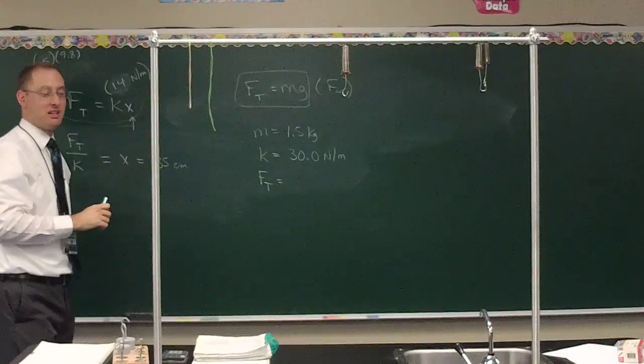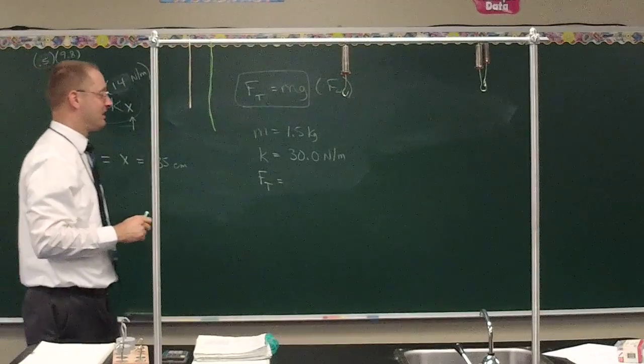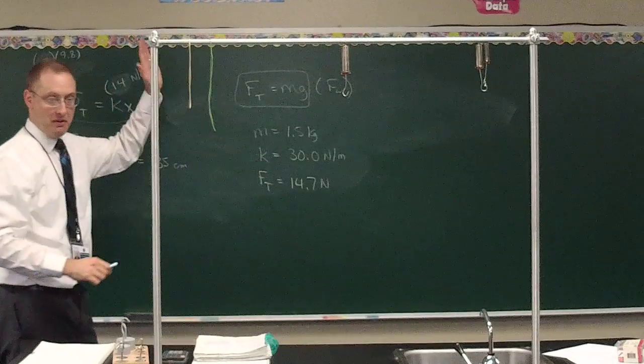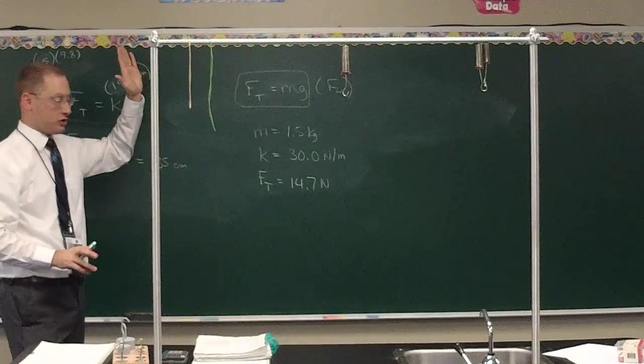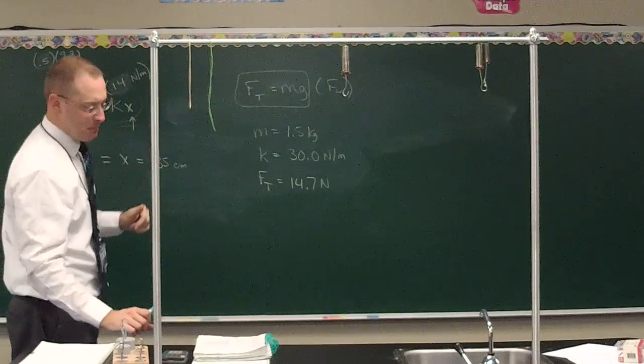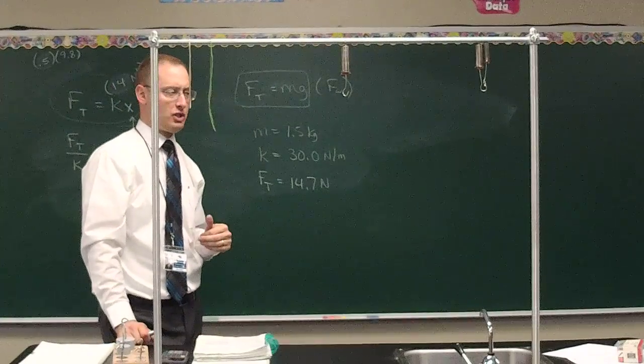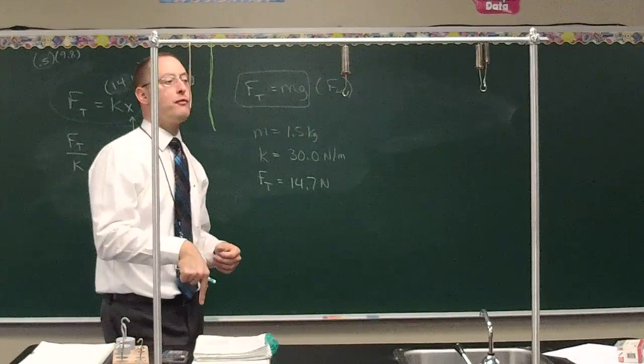Right? Tensile force is weight, so tensile force in this case is mass times gravity. 14.7. Good, 14.7 newtons of tensile force. How many found that to be the tensile force? It's just the weight. Then it says, by the way, it says magnitude and direction. Well, what would be the direction of the tensile force? What direction does it act? Downward. What force acts upward?